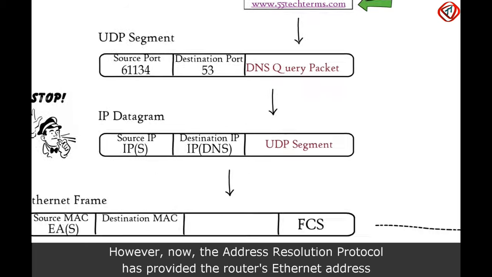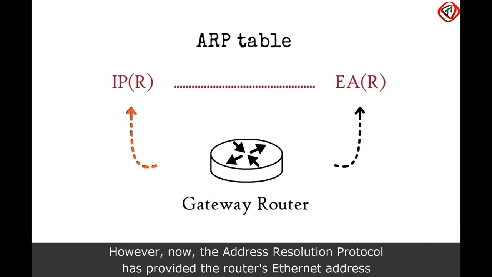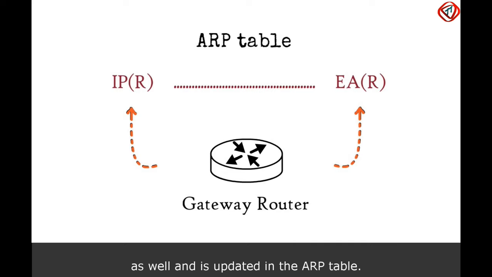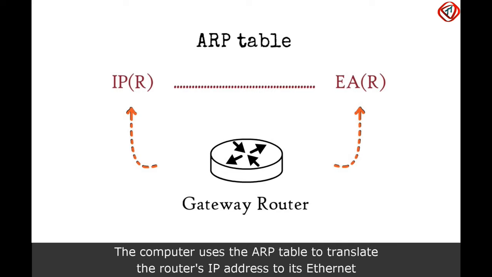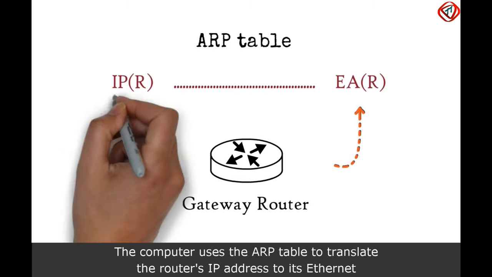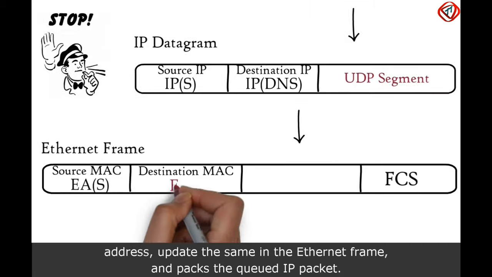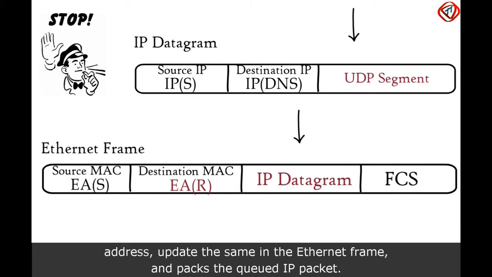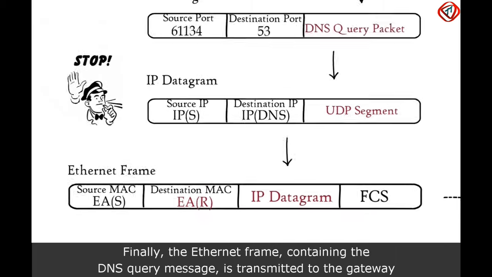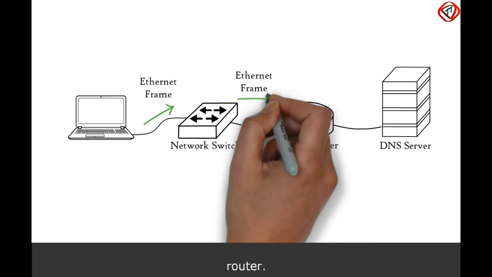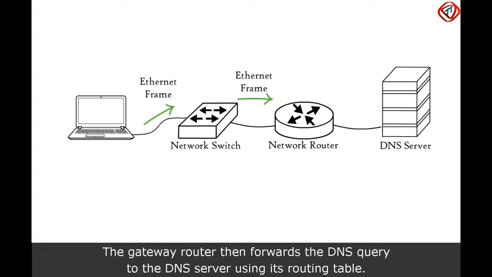However, now the address resolution protocol has provided the router's Ethernet address as well, and it is updated in the ARP table. The computer uses the ARP table to translate the router's IP address to its Ethernet address, updates the same in the Ethernet frame and packs the queued IP packet. Finally, the Ethernet frame containing the DNS query message is transmitted to the gateway router. The gateway router then forwards the DNS query to the DNS server using its routing table.